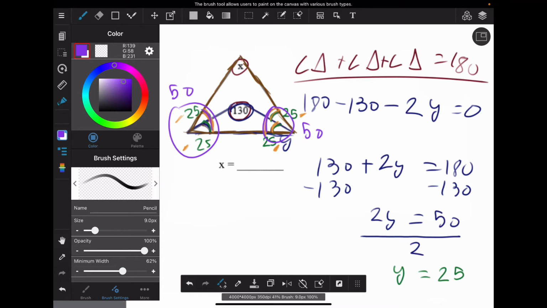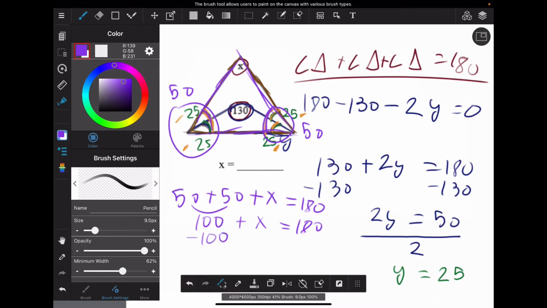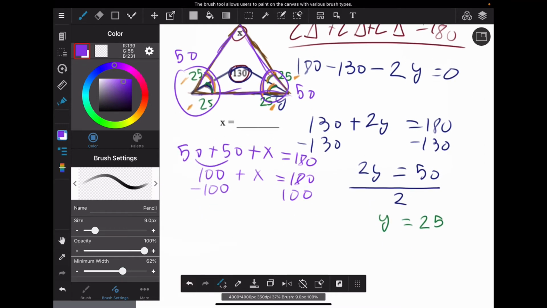So now we know again that the measures of all the angles inside a triangle equal 180. So 50 plus 50 plus x equals 180. We can combine like terms. So 50 plus 50 is 100 plus x equals 180. Now to get x by itself, we subtract 100 from both sides, and we are left with x equals 80.